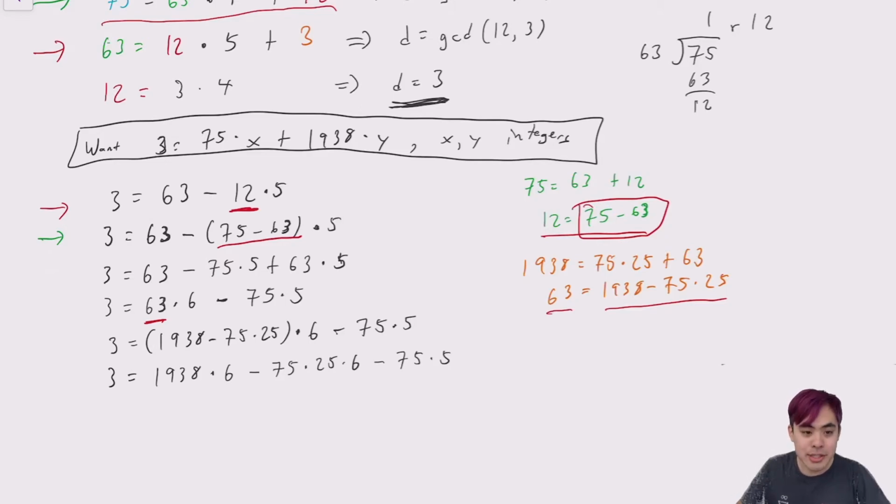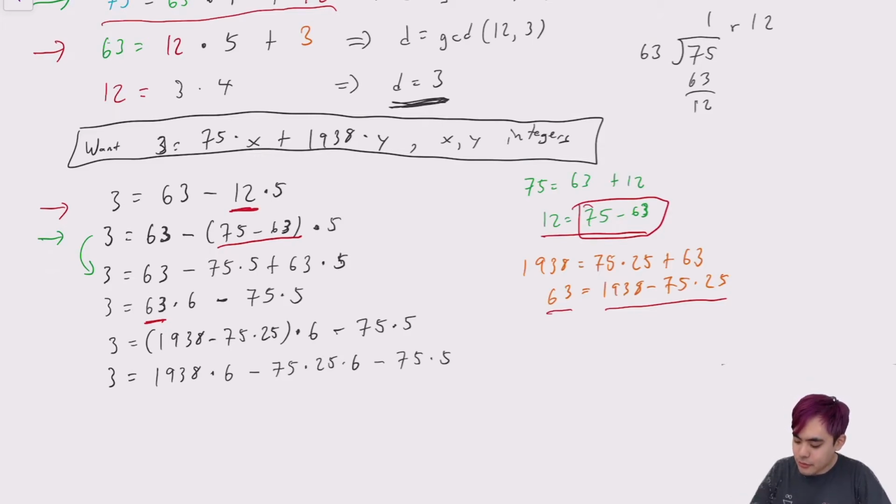You're a bit confused. How did the second line become the third line? Okay, so you're confused about this step, right? How did the second line become the third line? Is that the only question you have, Aaron? Okay, so let's walk through that line a little bit more slowly.